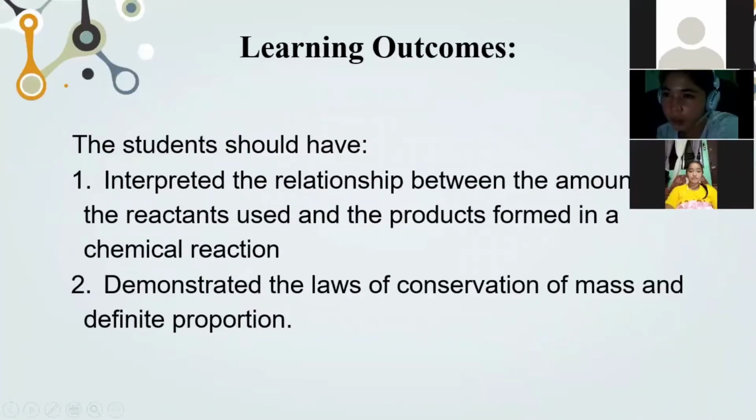Next, learning outcomes. The student should have interpreted the relationship between the amount of the reactants used and the products formed in a chemical reaction, and demonstrated the laws of conservation of mass and definite proportion.